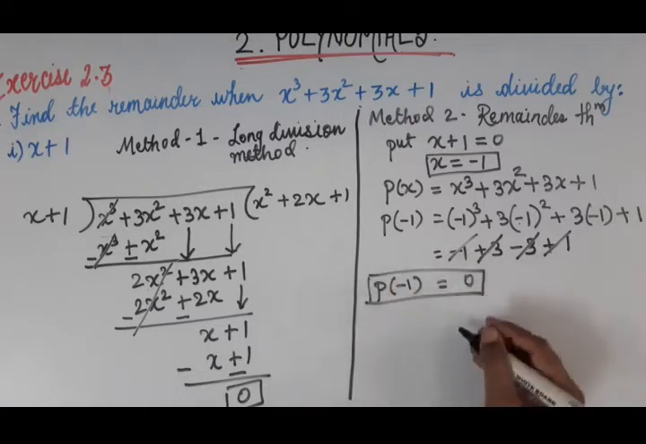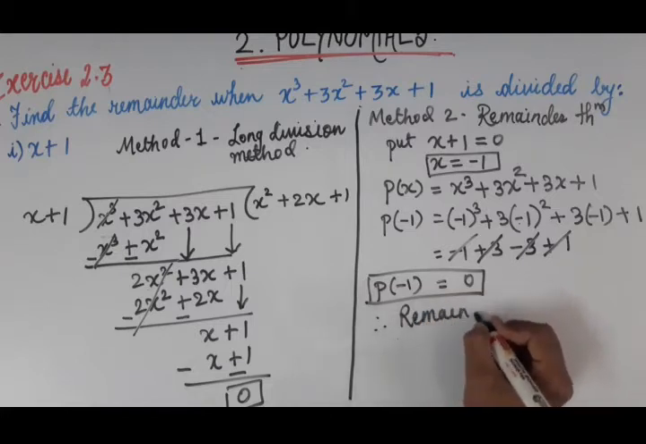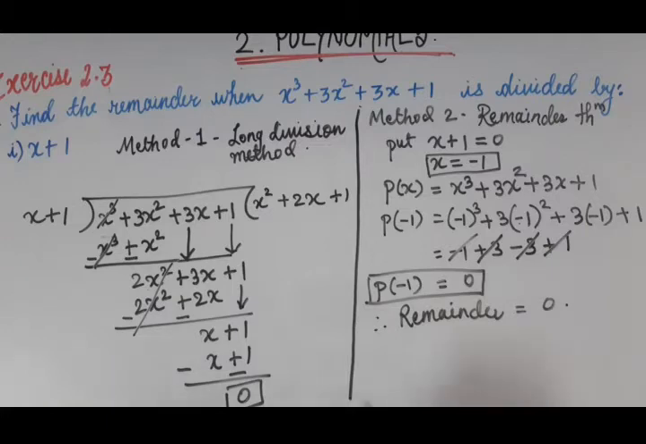P of minus 1 is nothing but your remainder. Therefore, according to the remainder theorem, the remainder is equal to 0. Here also, in long division we got remainder 0, and with the remainder theorem also we got the remainder 0. Now every time, no need to use both methods, only one is sufficient.